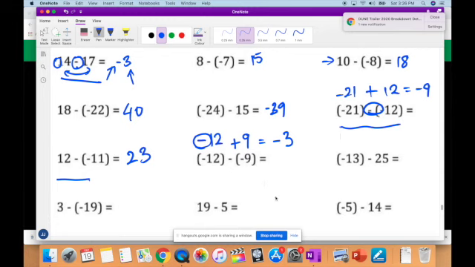Another way to look at it is if you are at 0 and you are on -12, you want to add 9, which means you're going back that way 9 steps and you will end up over here at -3.